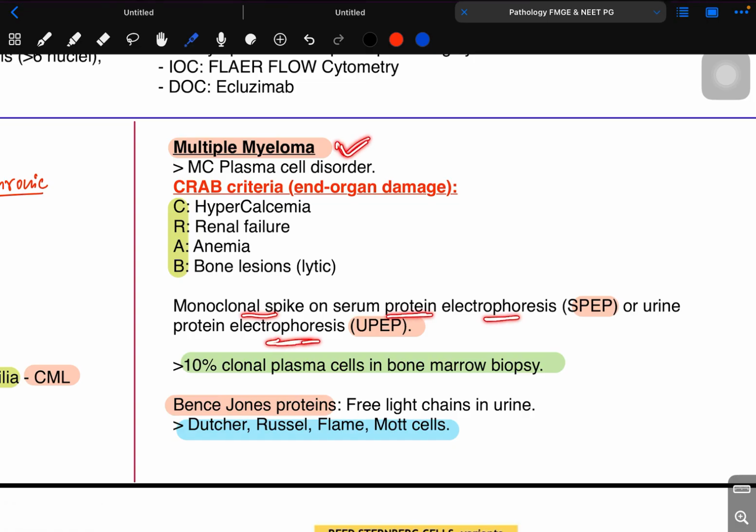So multiple myeloma is also important from your medicine point of view also. There are more than 10% clonal plasma cells in the bone marrow biopsy. Also, we'll find Bence-Jones proteins, which are free light chains in urine. Dutcher, Russell, Flame, and Mott cells are also found.